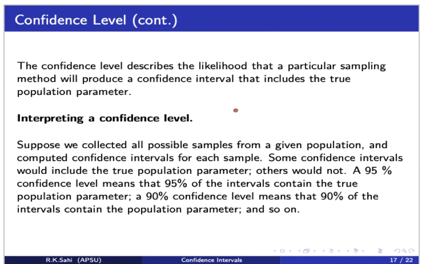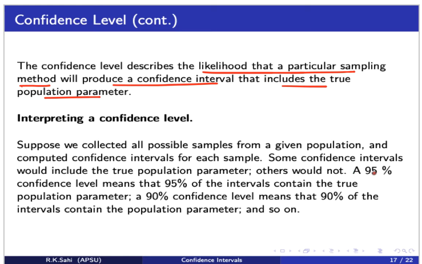The confidence level describes the likelihood that a particular sampling method will produce a confidence interval that includes the true population parameter. Remember, whatever method we're using gives us a confidence that the method will include the true population parameter. How do we interpret it? Suppose we collected all possible samples from a given population and computed the confidence intervals for each of these samples. Now some confidence intervals may include the true population parameter and some may not.